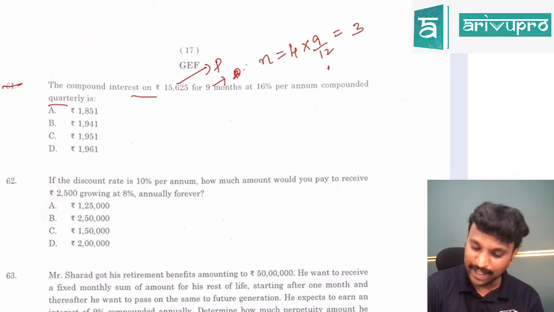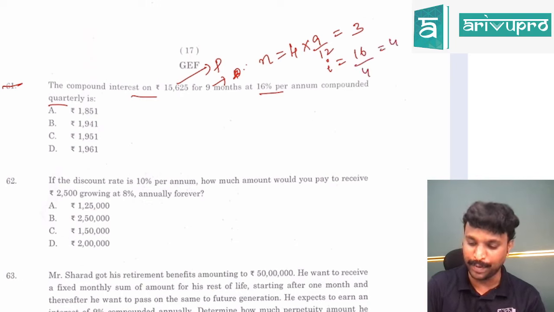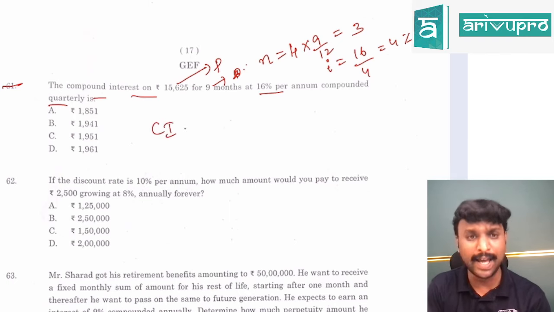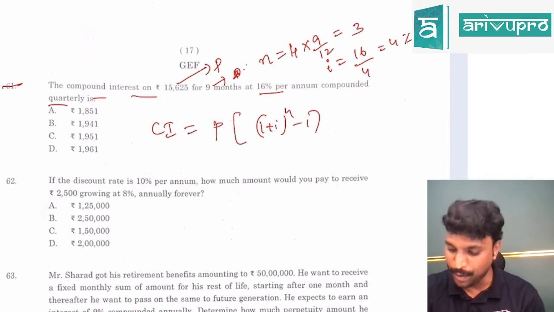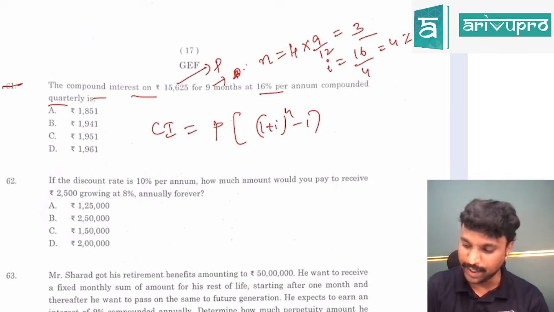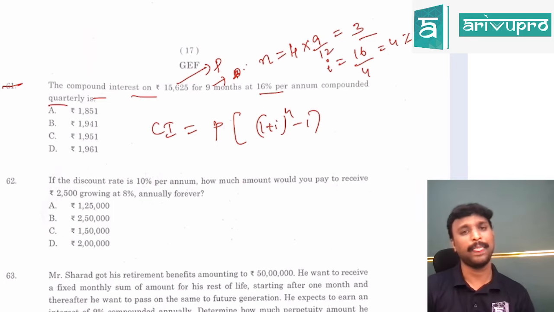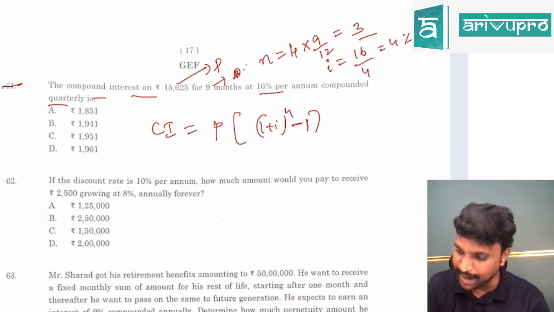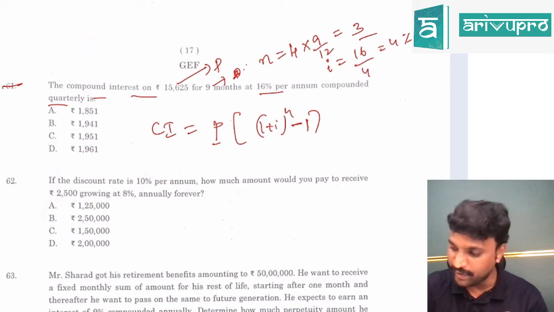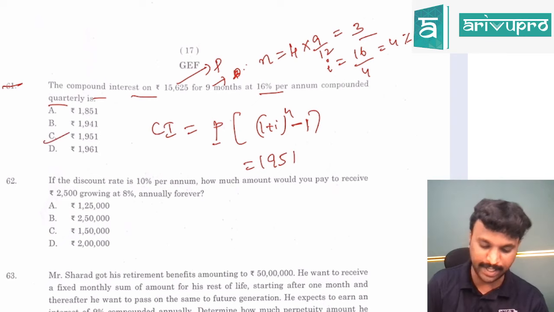So n is 3. I will be, guys, 16% per annum, so per quarter it's gonna be 16 by 4, which is 4%. That means 0.04. So what we need to find out is compound interest. What is CI formula? P into (1 plus I whole power n minus 1). Guys, type 1 plus I, 1.04. Raise the power to 3. How do you raise the power to 3? Press into equal how many times? Twice, or the counter number is 4. So it's 1.124864. Then what you do? Minus 1 into what? The principal, 15,625. The answer is 1951. Option C is the right answer.